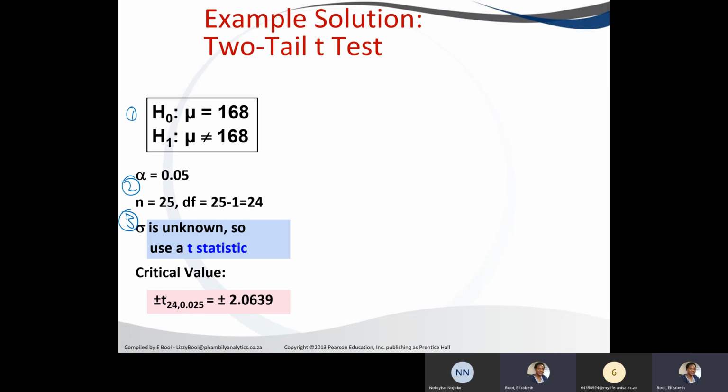Finding the critical value, remember we go to the table using our degrees of freedom and alpha. Since it's a two-tailed test, this will be alpha divided by 2, which is 0.05 divided by 2, which gives us 0.025. So using alpha divided by 2 and the degrees of freedom, when we find the critical value on the t table, we find that it is 2.0639.